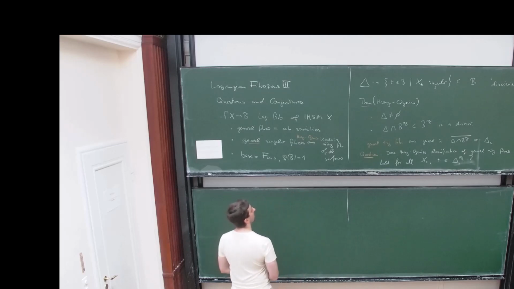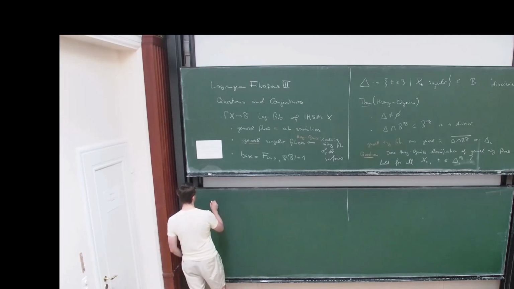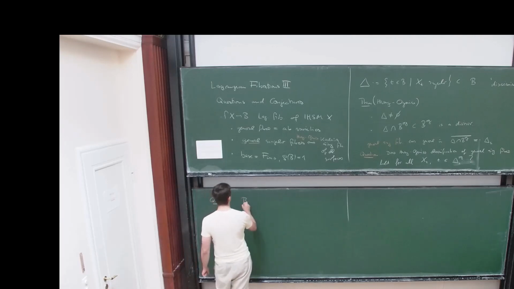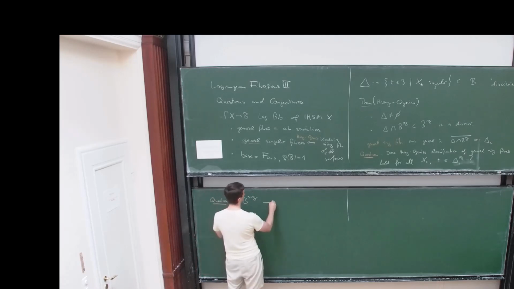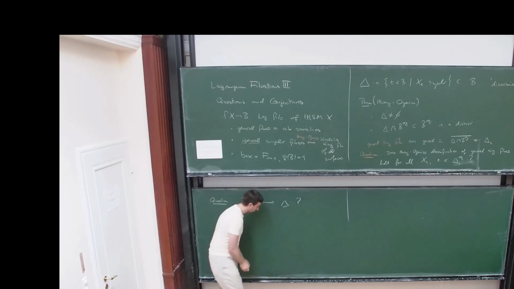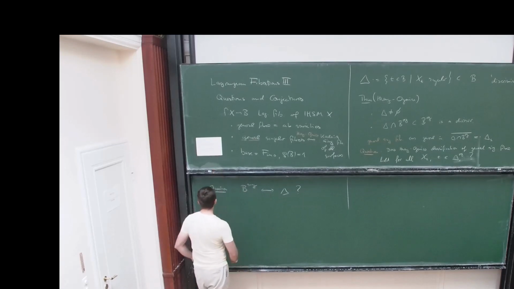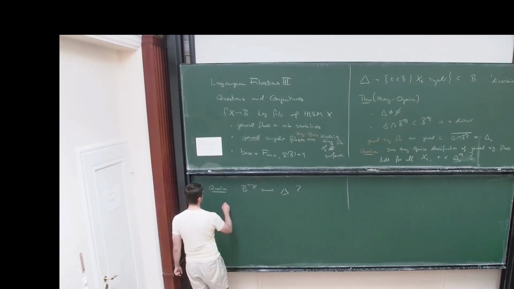Okay. So much about singular fibers. Oh, no, sorry. There is one more thing I wanted to say. So here is the next question: how about the singular locus of B? How does it behave with respect to Δ? That's question one. It's very imprecise.